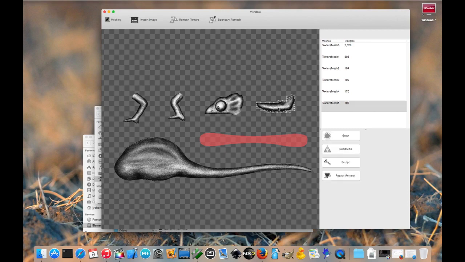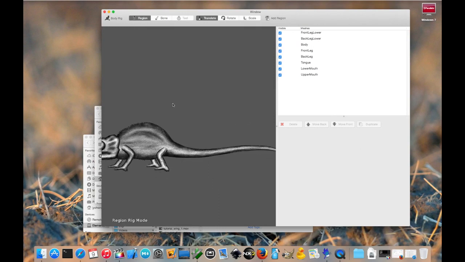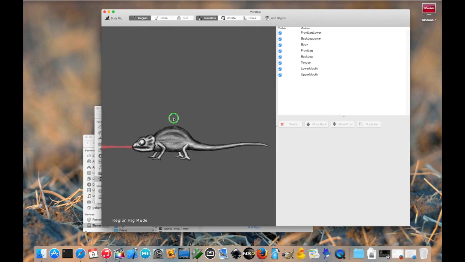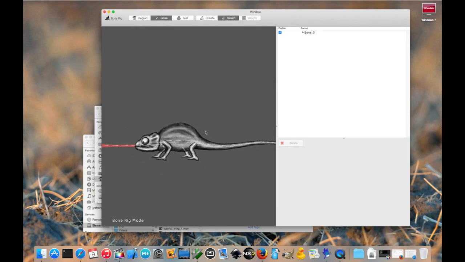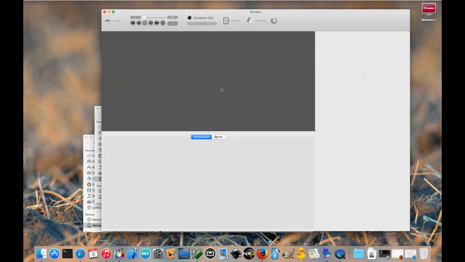So to start off, here are the body parts of the chameleon. Here's the tongue, by the way. Here's the rig. You can see the tongue is sticking out. It's a rather fancy rig. And let's play the animation.